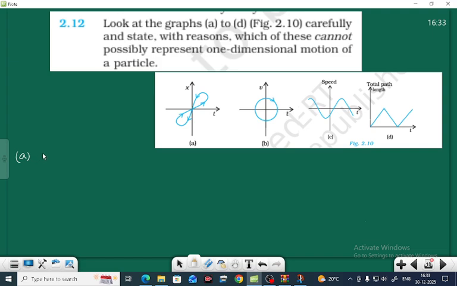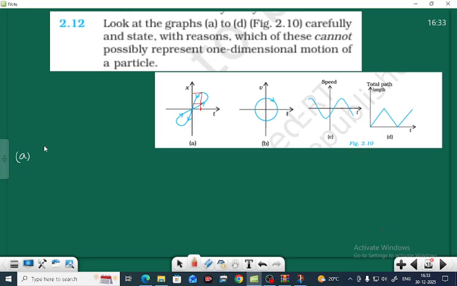In the first place, the given x-t graph shown in figure A does not represent one-dimensional motion. What is the reason? The reason is that a particle cannot have two positions at the same instant of time. At a particular instant, suppose I take this time, there are two positions of the particle, this one and this one. It cannot be possible, right? This is not possible for one-dimensional motion.